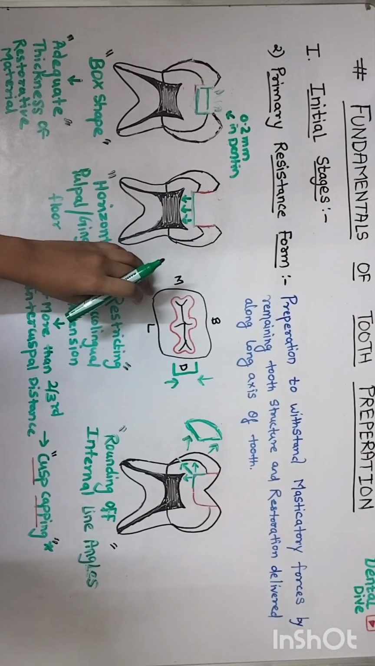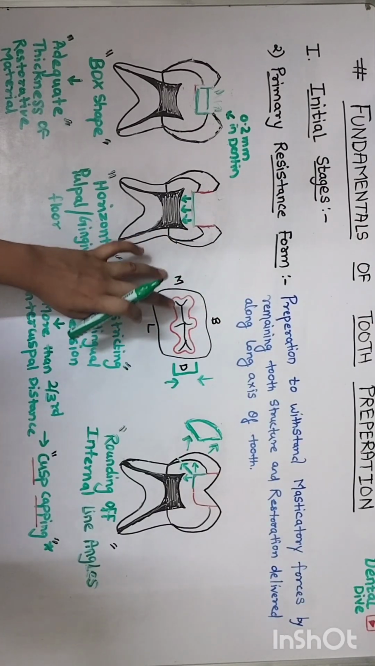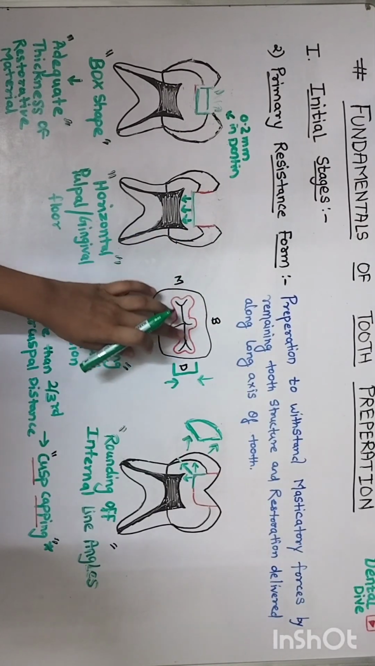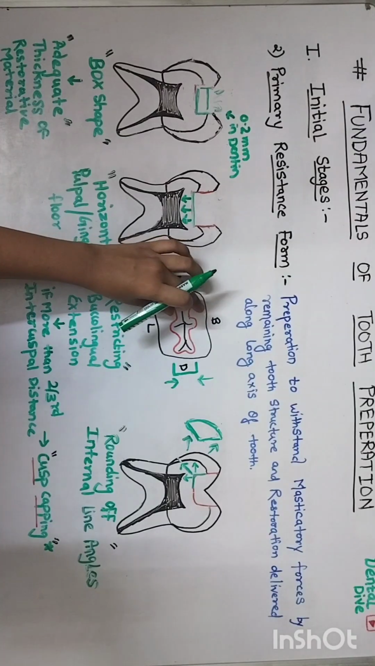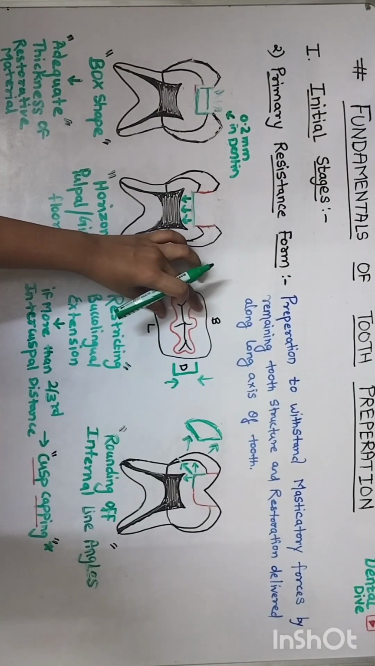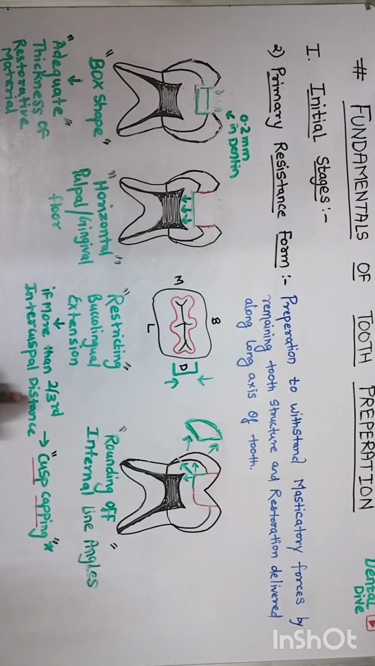This is your occlusal surface, this is buccal, this is lingual, mesial and distal. So your outline form should be restricted to 1/5 of intercuspal distance. If it is more than 2/3 of intercuspal distance, cusp capping is indicated. Fourth is rounding off of internal line angles.